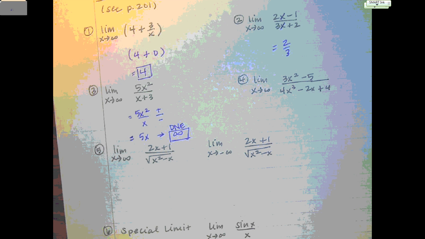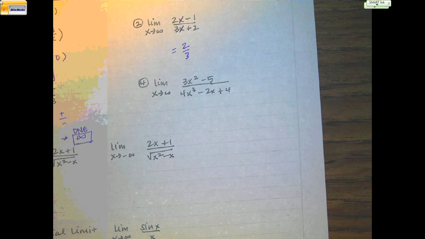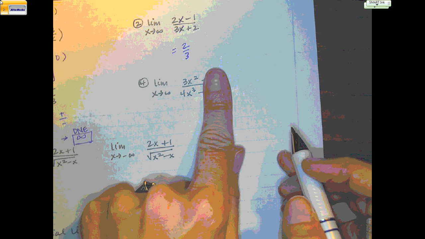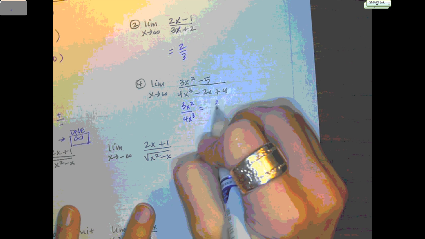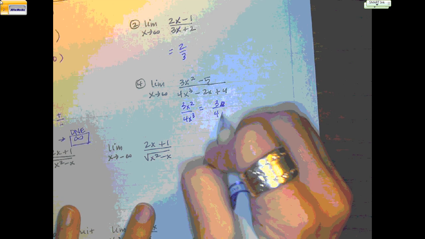Number 4. You can plug in a bunch of stuff, but remember, really all this little stuff over here doesn't really matter. We're just looking at these guys here. So we have 3x squared over 4x cubed. If you want to reduce that down, we have 3 over 4x.